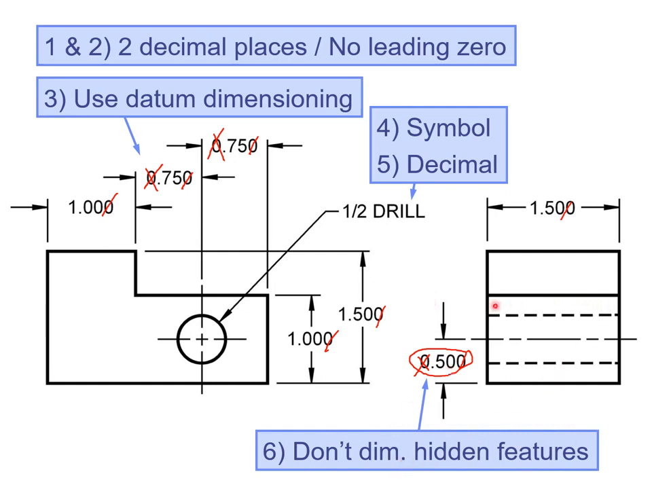And again, you don't dimension a hidden feature, so we need to move this dimension over to the front view.